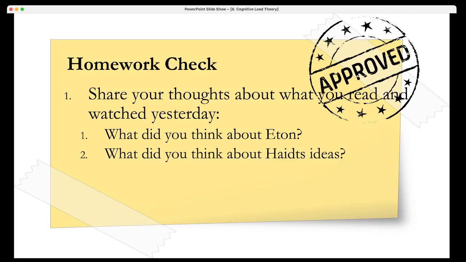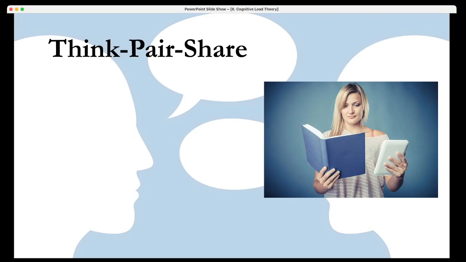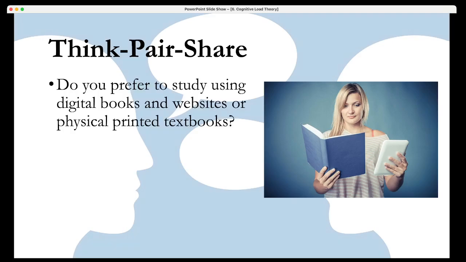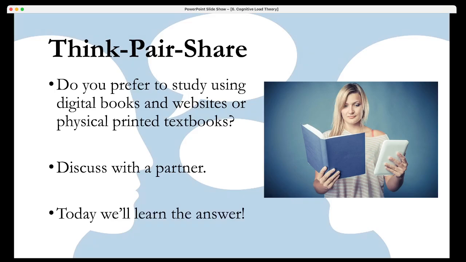All right, check their homework. What do they think about Eaton's idea of banning smartphones and giving brick phones? And what do they think about Jonathan Haidt? Now, think, pair, share. Do they prefer to read a printed book or a digital book? And I promise this is not just because I sell printed textbooks. So, discuss with a partner. That's what we're going to look at today, and also getting to the next topic, digital detoxing and improving cognition.